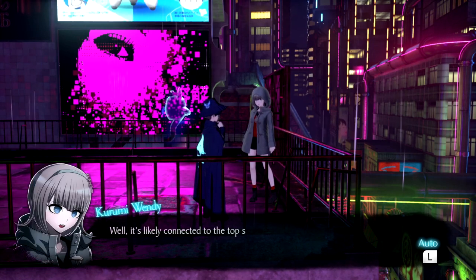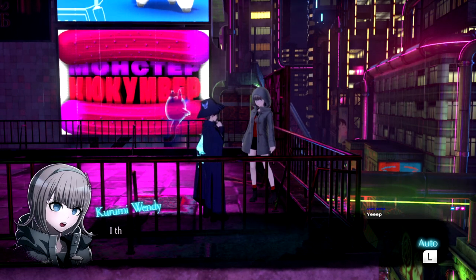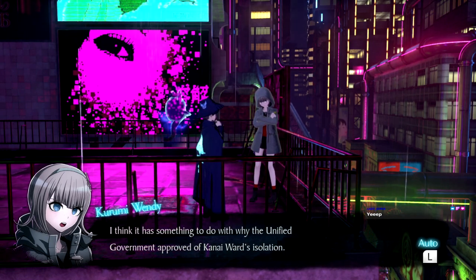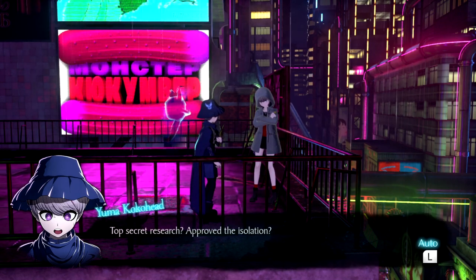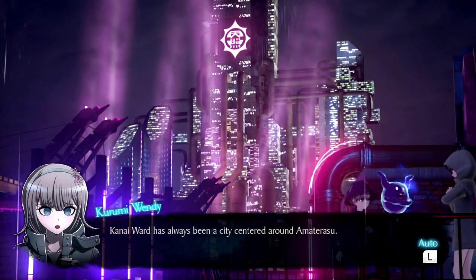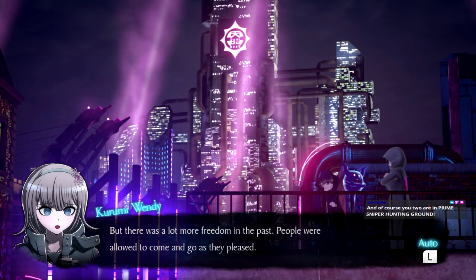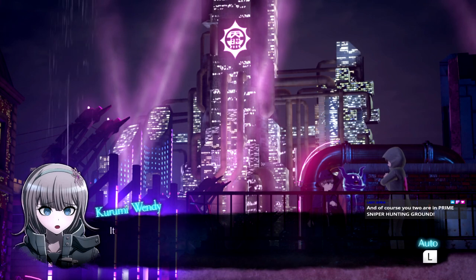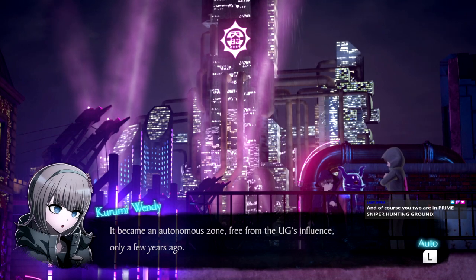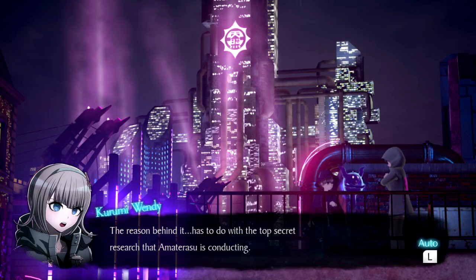Well... it's likely connected to the top-secret research that Amaterasu Corporation is conducting. I think it has something to do with why the Unified Government approved of Kanai Ward's isolation. Top-secret research? Approved the isolation? Kanai Ward has always been a city centered around Amaterasu. But there was a lot more freedom in the past. People were allowed to come and go as they pleased. It became an autonomous zone, free from the Unified Government's influence, only a few years ago. The reason behind it has to do with the top secret research that Amaterasu is conducting.